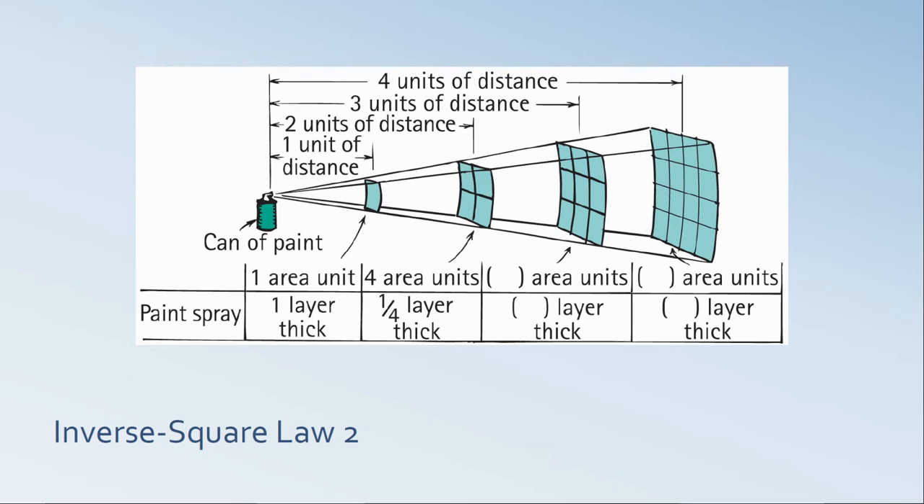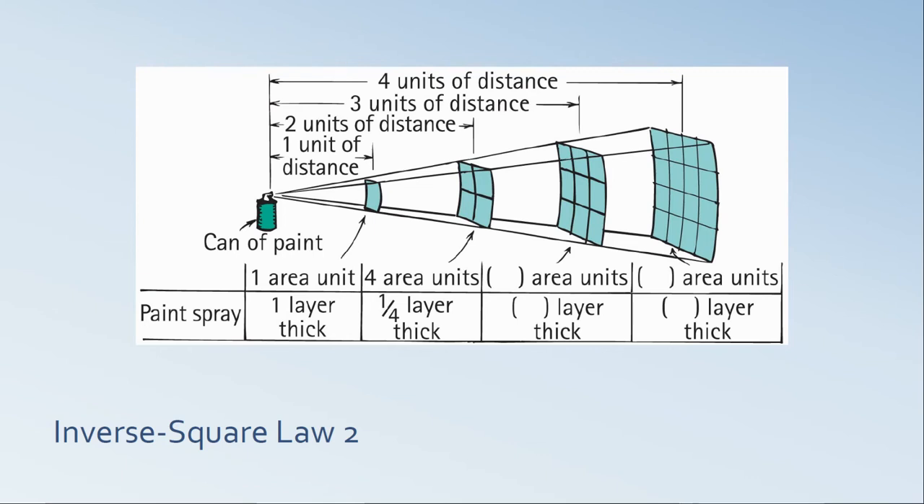And if you put your finger on the button and you release a certain amount of paint, if you're at one distance, the paint will cover an area, and we'll call that one area unit, and it'll be a certain thickness. If you've ever spray painted, you know if you get too close to the object, the paint gets very thick and maybe it'll even run. So that one area unit, we'll say, is one layer thick.